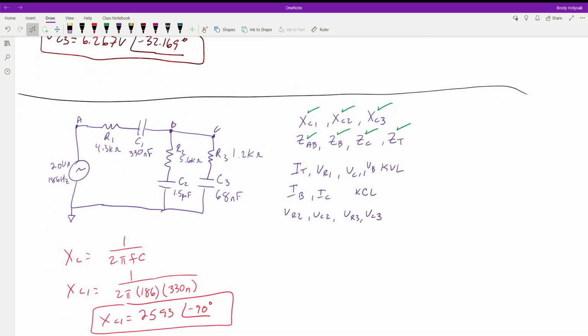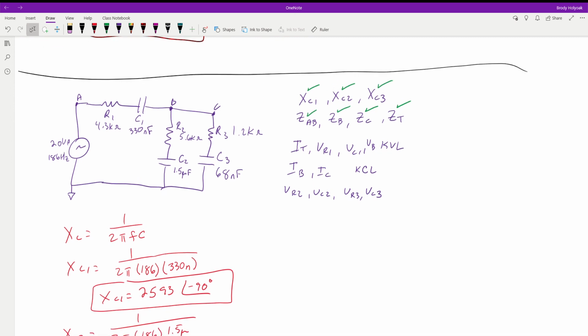We did solve for our IT, we solved for our VR1, VC1, VB, we did our Kirchhoff's voltage loop, we did our IB and IC, the Kirchhoff's current loop to solve and double check, and we have our VR2, VC2, VR3, and VC3. So with that, that is the second example that we have for series parallel. And like I said, if you do have any questions, please feel free and ask. The test is going to be due on Monday at midnight. That way you have a chance to go through the weekend and go through these problems, answer any questions you have, and get through the quizzes.